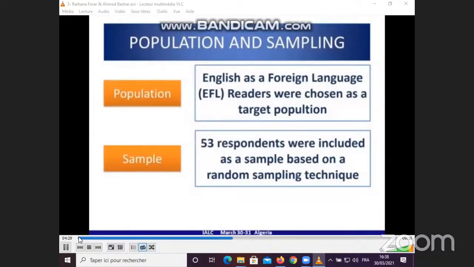Let's proceed to the population and sampling. In this particular research, English as a foreign language readers, or EFL readers, including students and teachers, were chosen as a target population. For the sample, we have used a random sampling technique to choose the respondents for our questionnaire, who were 53 respondents as a total number.